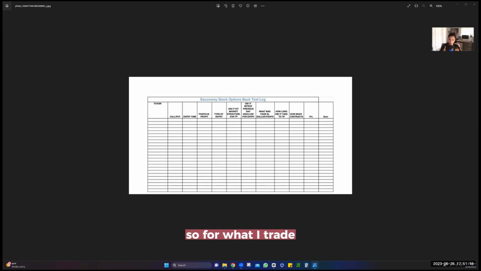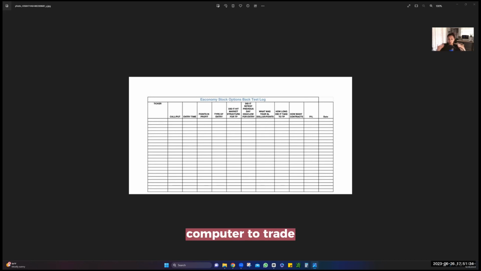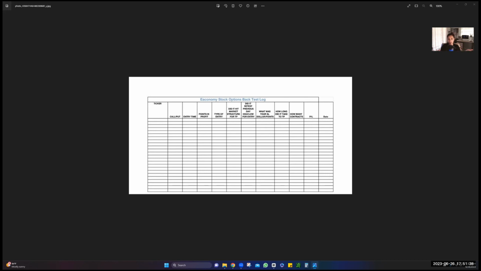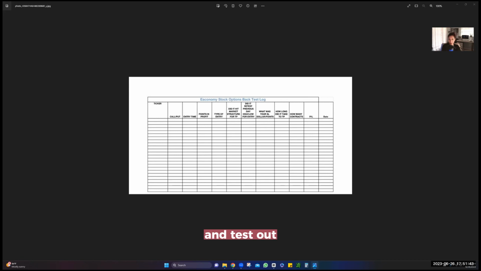So for what I trade, I've learned that Wednesdays and Thursdays are my most profitable, and I always make sure I'm in front of my computer to trade. Even if the market doesn't give me something based off of my data, it has proven to me that I do the best on those. Fridays have proven to not be my best days, so I don't even trade them regardless of what the market is giving out. So this is what I want you guys to go ahead and test out.